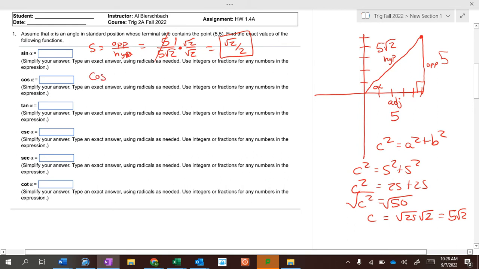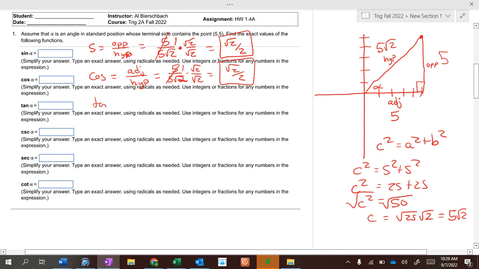Cosine equals the adjacent over the hypotenuse. What's the length of my adjacent leg? 5. Hypotenuse? 5 square root of 2. Cancel. 1. Multiply top and bottom by square root of 2. So it's square root of 2 over 2.